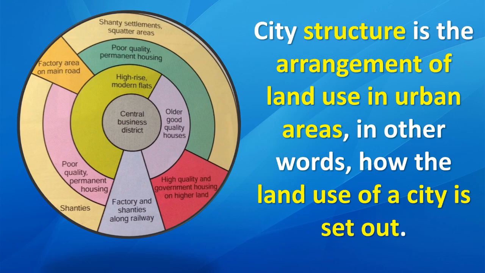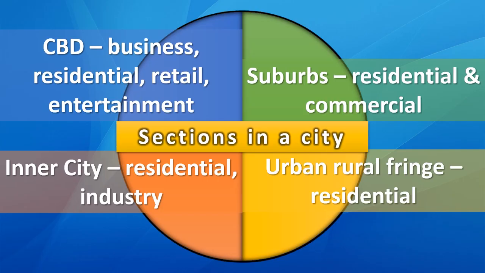So we can see a section of the city divided into CBD, suburbs, inner city, urban-rural fringe. So for CBD, these are things like businesses, residential, retail, and entertainment. Anything in those sectors would be part of the CBD. Suburbs is residential and commercial. Inner city is residential and industry. Urban rural fringe is residential. Now let's see what that looks like.